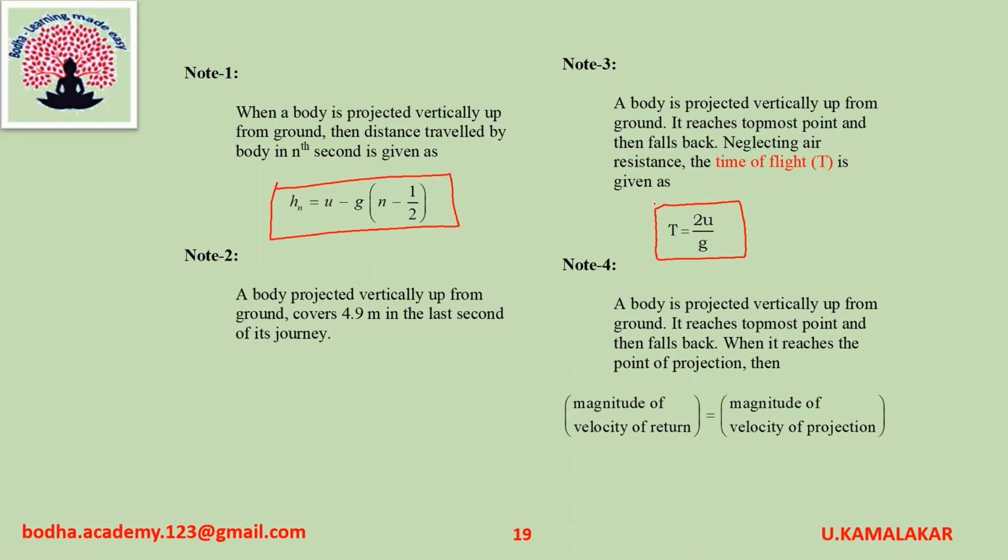Note 4. A body is projected vertically up from the ground. It reaches the topmost point and then falls back. When it reaches the point of projection, then the magnitude of velocity of return is equal to the magnitude of velocity of projection.